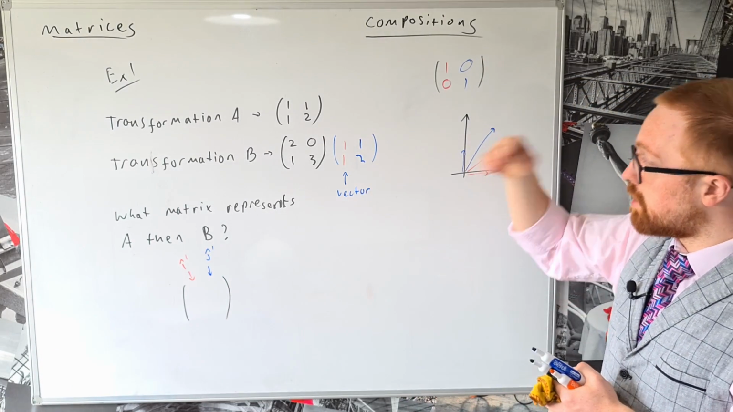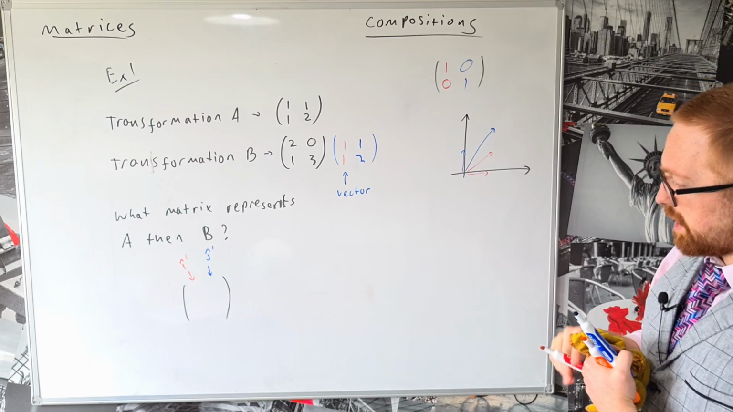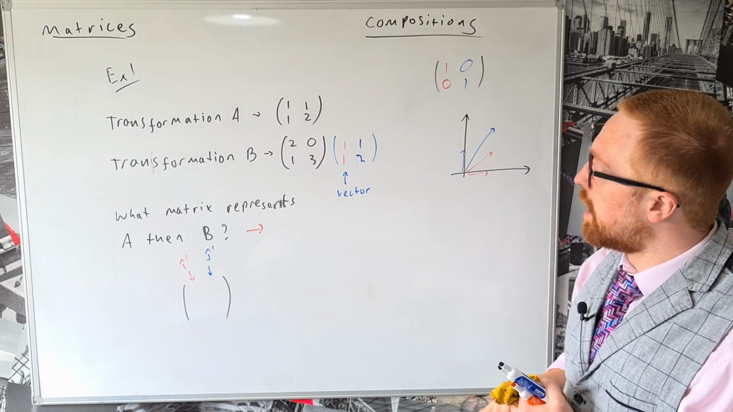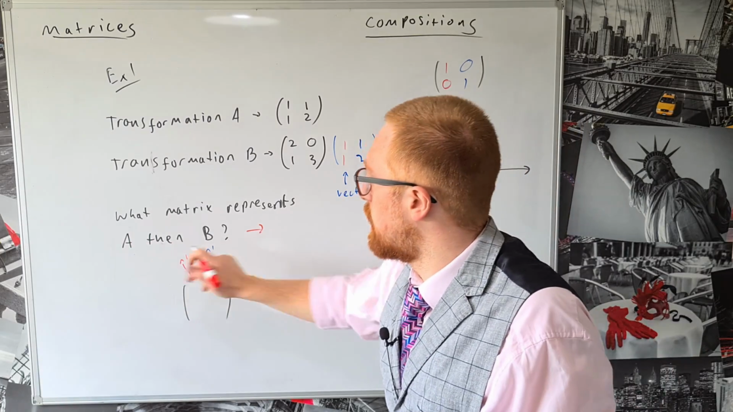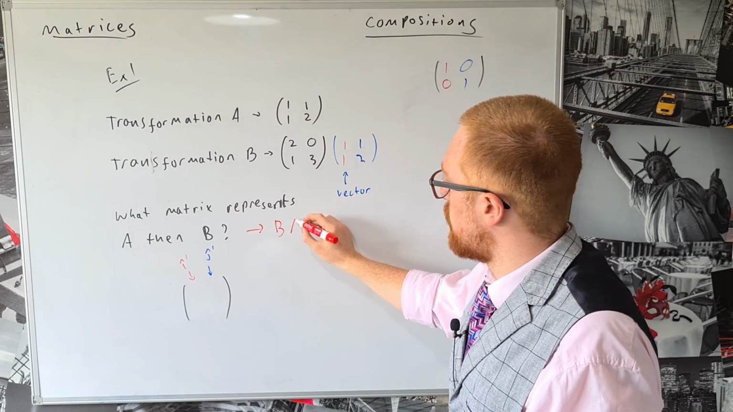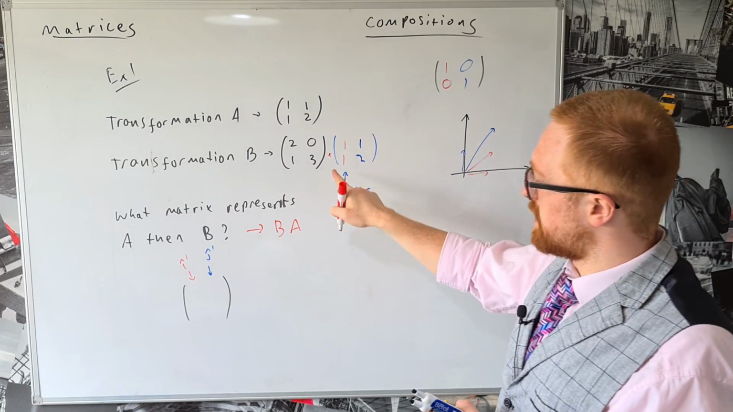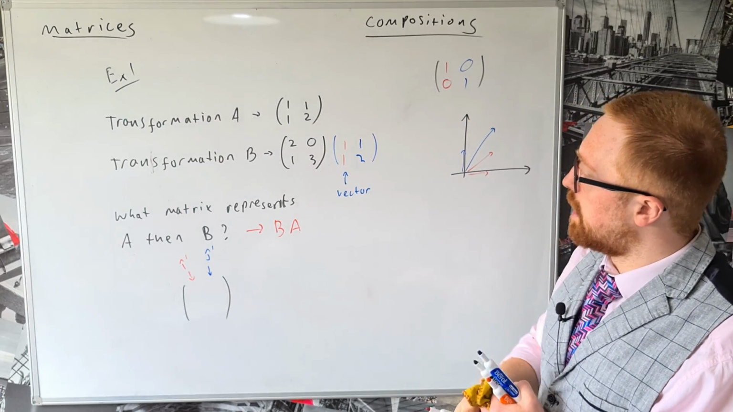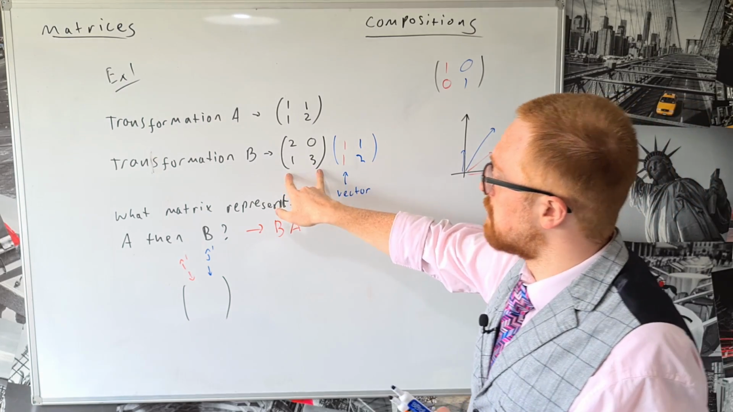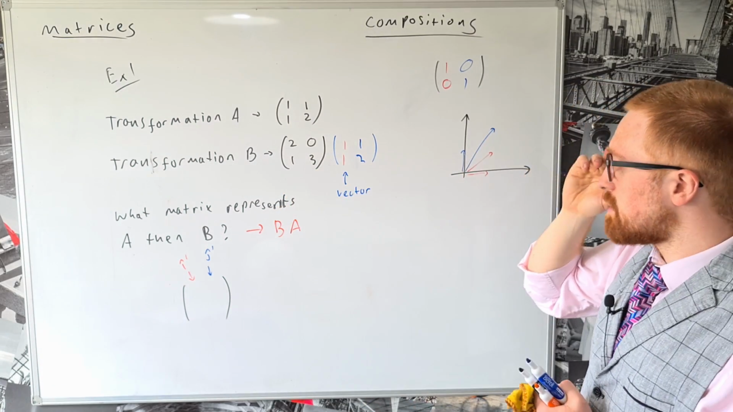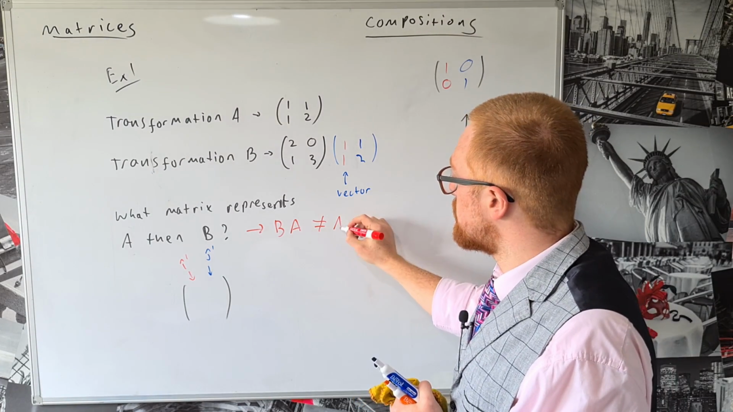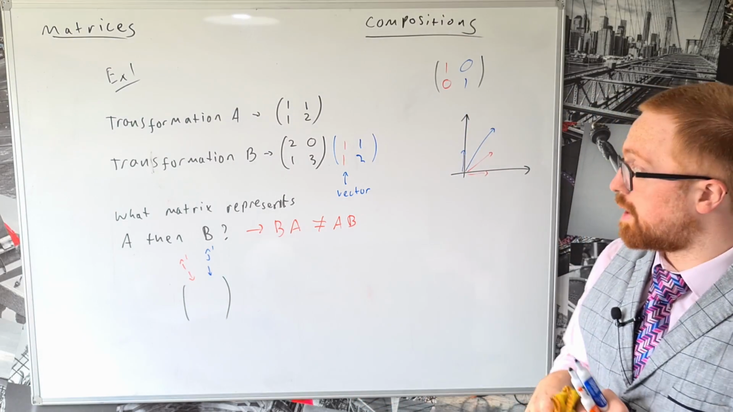There's a slightly more concise way to write this. It doesn't really help with the actual calculation, but the matrix that represents A and then B is just the matrix B times A. This is matrix multiplication: if this is matrix B and this is matrix A, we're doing B times A. It's important to note that B times A might not be the same as A times B.